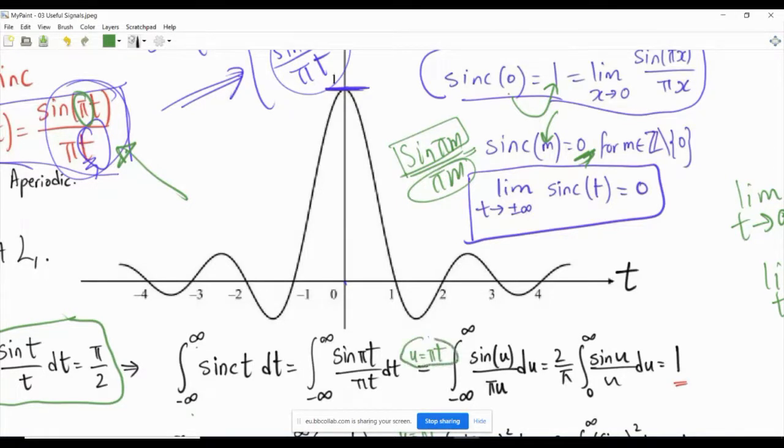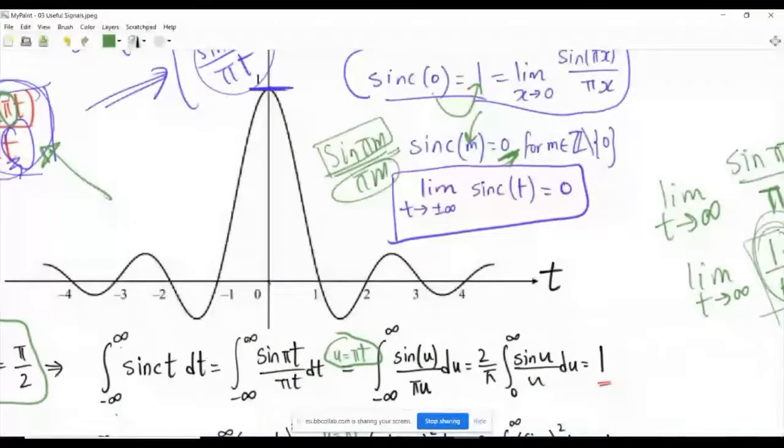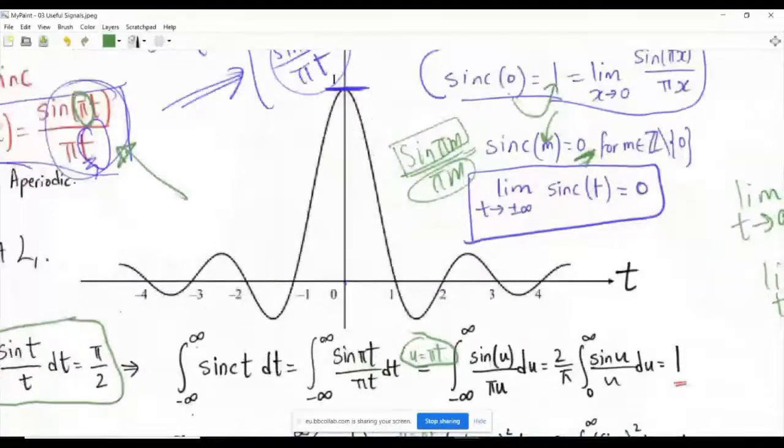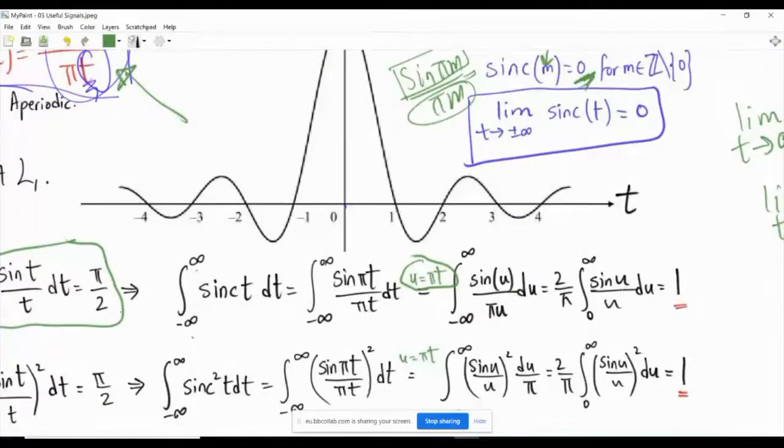Very easily you can do a change of variable, replacing pi t by u, so that you can make use of the result in the homework, and you will discover that the integral of the sinc function, as defined in our course, from -infinity to infinity, is exactly 1. So this is an integrable continuous time signal.